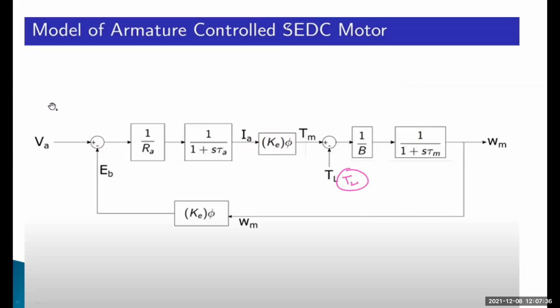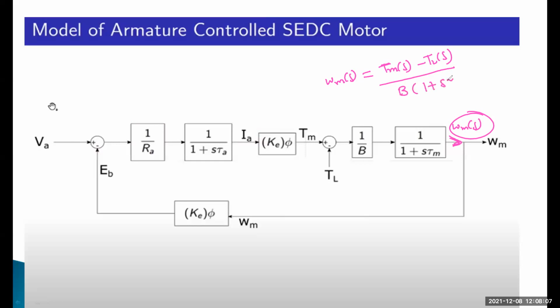Okay, so what is this speed called here? The final one is called omega m of s, omega m, the speed of the motor. It is nothing but the equation Tm of s minus TL of s, divided by B into 1 plus s tau m. I already explained this.